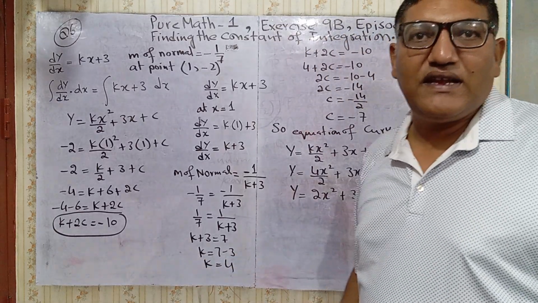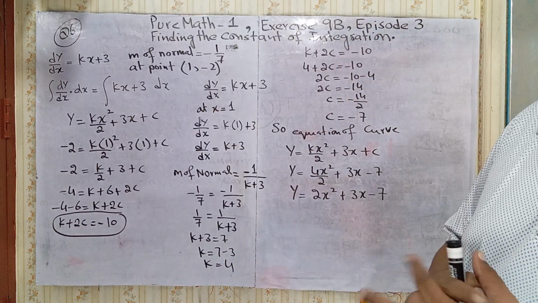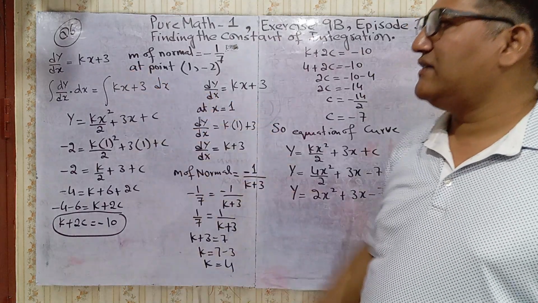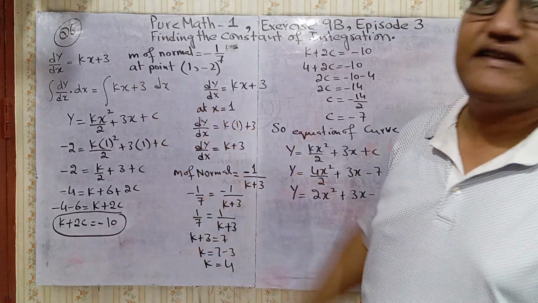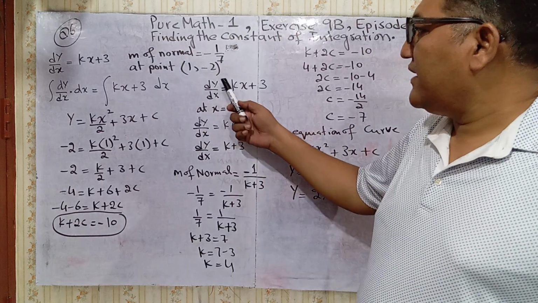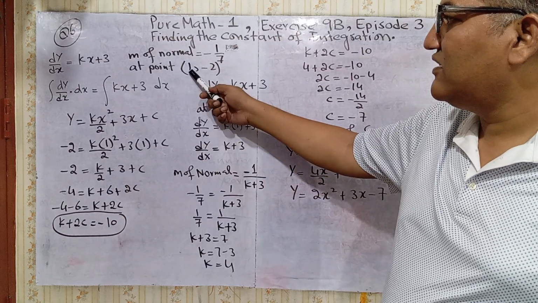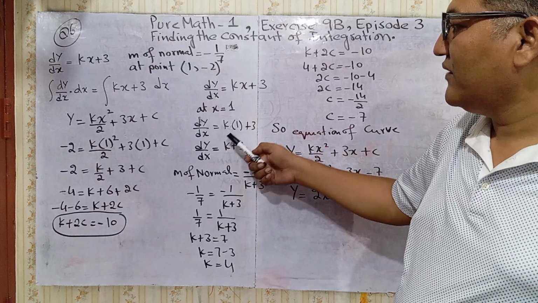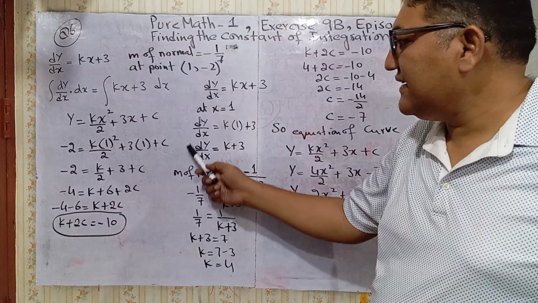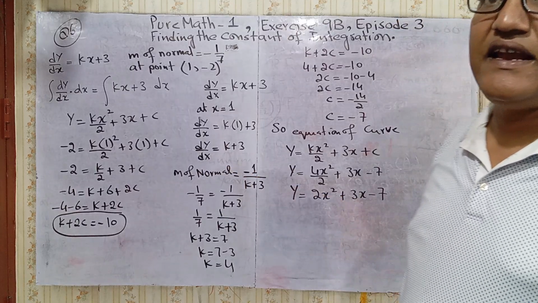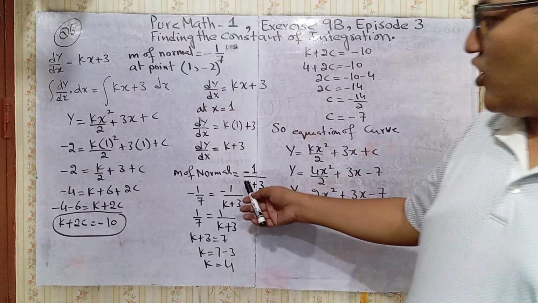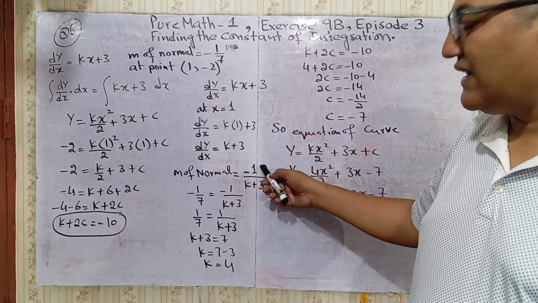Then they have told me that the gradient of the normal at the point 1 comma minus 2 is minus 1 by 7. Because I know the derivative here, dy by dx is equal to kx plus 3, that is the gradient of the tangent. And dy by dx at the point where x is equal to 1, I put 1 in place of x. So dy by dx equals k into 1 plus 3, so that's k plus 3. This is the gradient of the tangent. The gradient of the normal is the reciprocal and the sign must be changed. So you reciprocate this and put a negative with it.